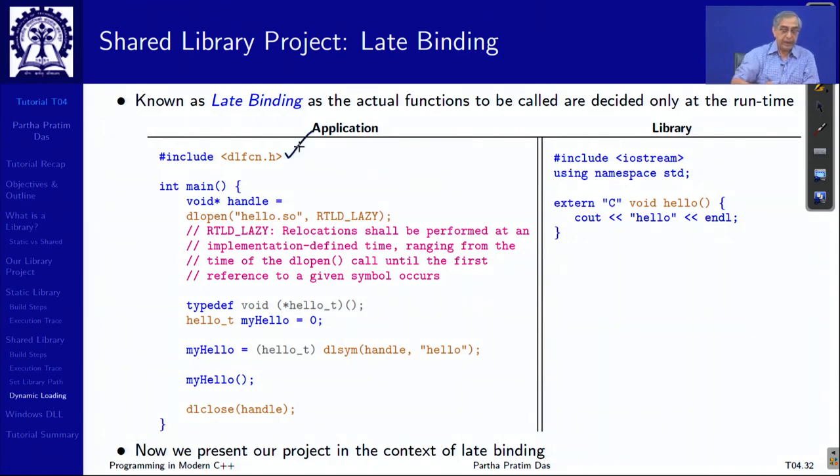So, you use a header, dynamic library function DLFCN, which has some library functions like dlopen, dlsym, dlclose. You pass the name of the shared library to dlopen. There is a parameter to say how to load it. Do you load it immediately or do you load it when you need it? So, RTLD_LAZY, it will be done at an implementation-defined time. Then what you say is, having done this, you define a handle.